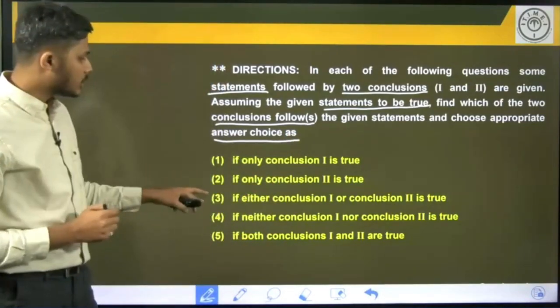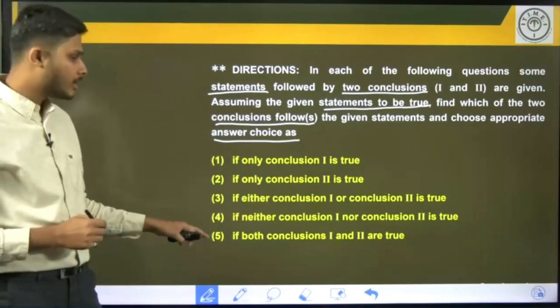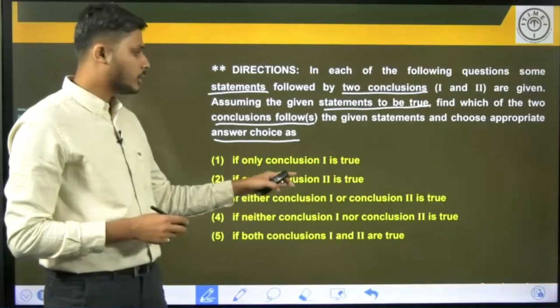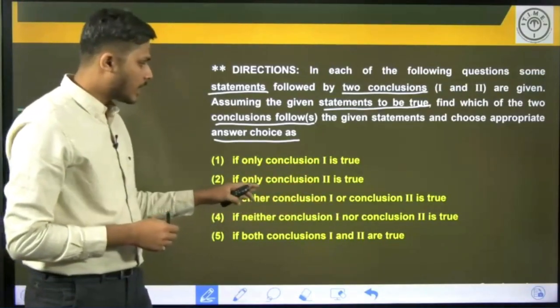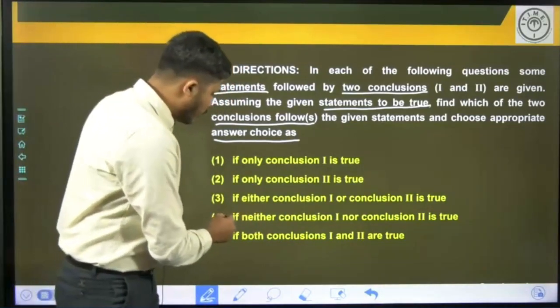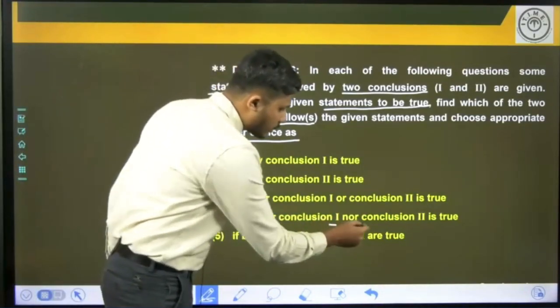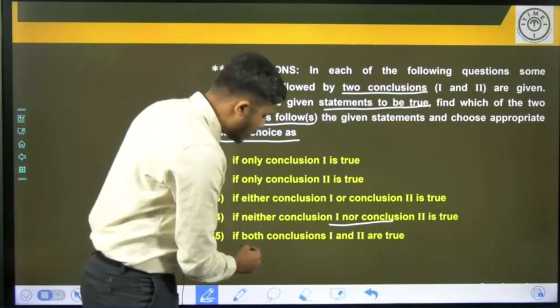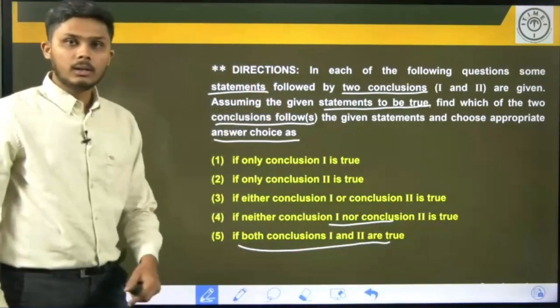So let's look at the answer choices. We are given 5 answer choices, which is if only conclusion 1 is true, if only conclusion 2 is true, if either conclusion 1 or conclusion 2 is true, and the fourth if neither conclusion 1 nor conclusion 2 is true, and the fifth if both conclusions 1 and 2 are true.